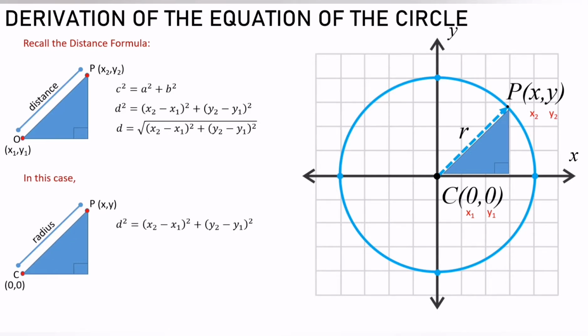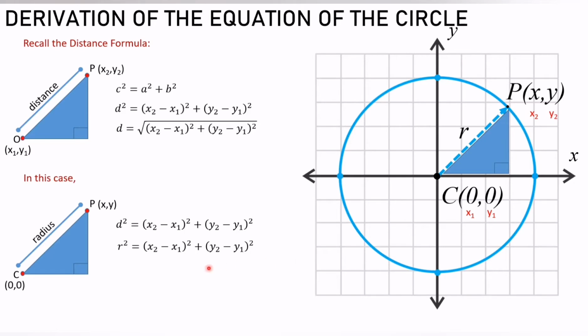So from the distance formula, which is d squared is equal to x sub 2 minus x sub 1 squared plus y sub 2 minus y sub 1 squared, we replace d with r now. So we have r squared is equal to x sub 2 minus x sub 1 squared plus y sub 2 minus y sub 1 squared.